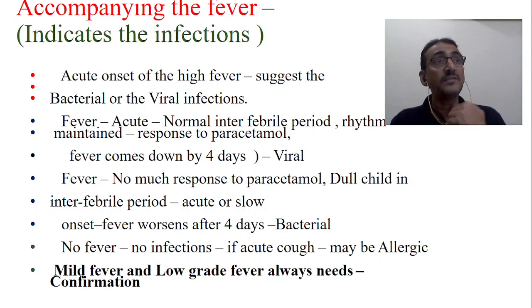Suppose there is no fever, it suggests no infection, but if cough is there, that may be allergy. That suggests allergic cough. Then you have to take the family history of the patient. Mild or low grade fever always needs confirmation. Therefore, what is important in the approach to cough is that if the child has less fever and less cough, then you have to be careful. If the child has more fever, it may be bacterial or viral. If the child has more cough, definitely it is either viral or allergic. All these are safe things, nothing will happen. But if there is only mild fever, as in tuberculosis, and mild cough, it means the disease is in the lung parenchyma. So that has to be confirmed by further investigation.